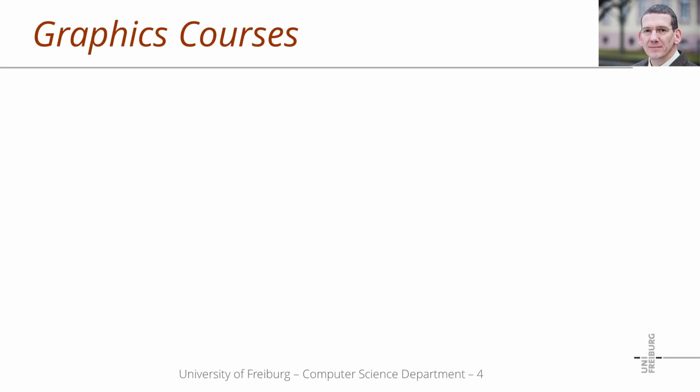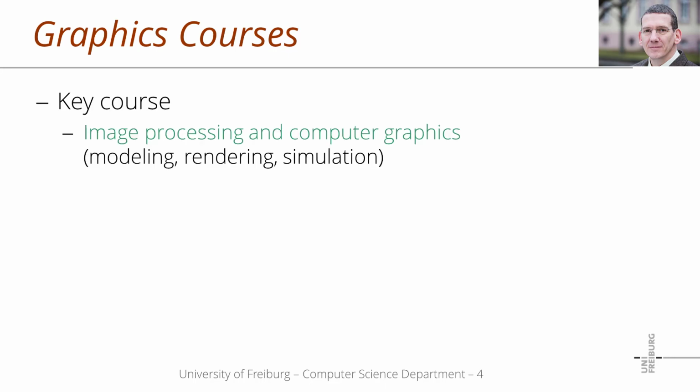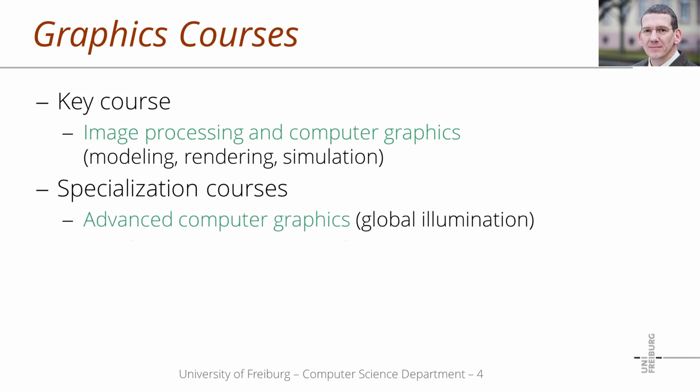This slide summarizes our teaching activities. First of all, we offer a general introduction to computer graphics. This introduction is part of the key course Image Processing and Computer Graphics, where the introduction to graphics is combined with an introduction to image processing. In the graphics part of this course, we talk about selected aspects of modeling, rendering and simulation, with a main focus on rendering. In addition to the key course, we offer two specialization courses. One specialization course is concerned with rendering, the other one focuses on simulation.